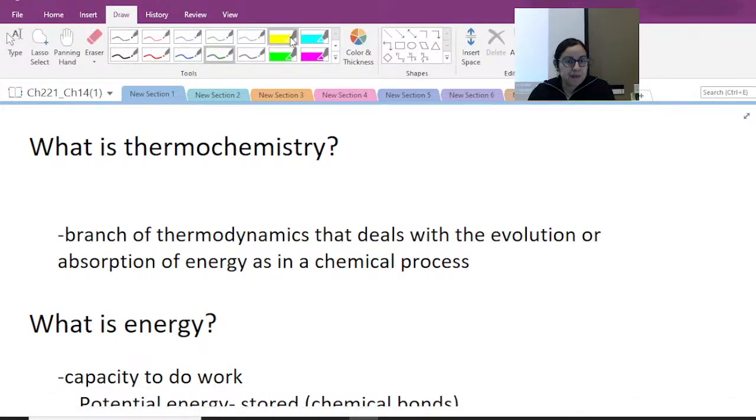So let's get into it. What is thermochemistry? It's just defined as the branch of thermodynamics that deals with heat. So usually either evolving heat or absorbing heat in our chemical processes, describing reactions as endothermic, exothermic. So we'll be learning those terms.